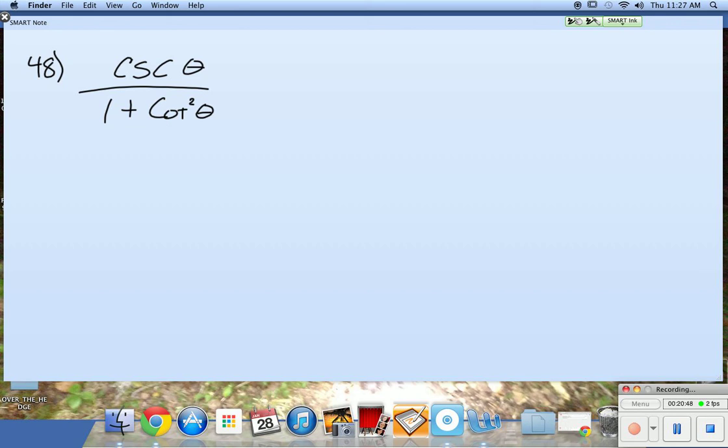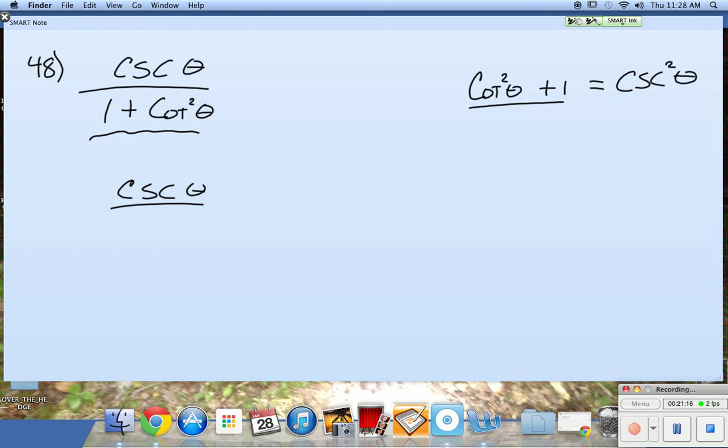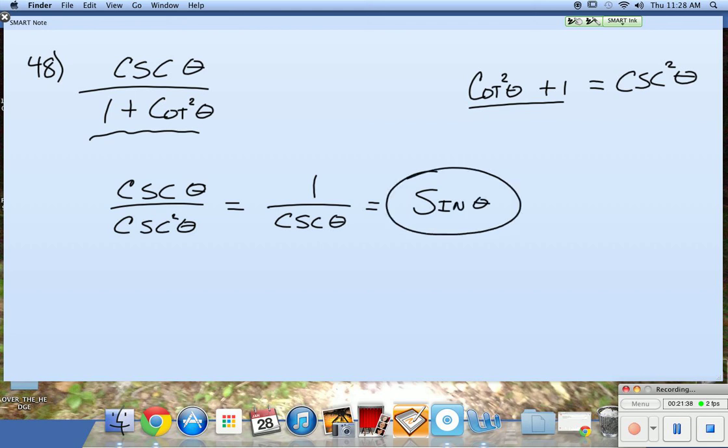Well, if you look on our Pythagorean identity triples, it's also in your book too. You're going to see one of the identities is cotangent squared theta plus 1 equals cosecant squared of theta. Well, if you notice this here, it's the same as this right here. So let's switch that out. Cosecant of theta divided by cosecant squared of theta, which equals 1 over cosecant of theta. If we look at our reciprocal identities poster, you'll see that 1 over cosecant of theta actually equals sine of theta. And there's your answer.